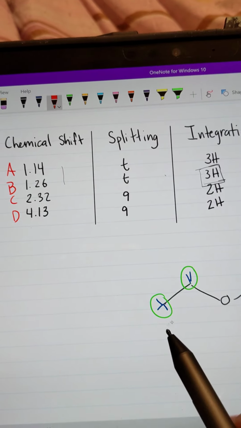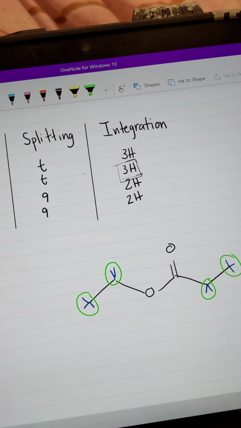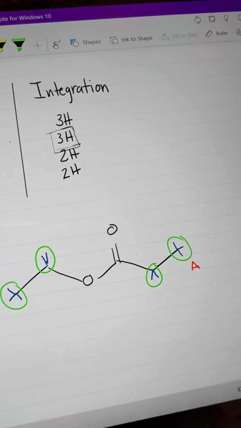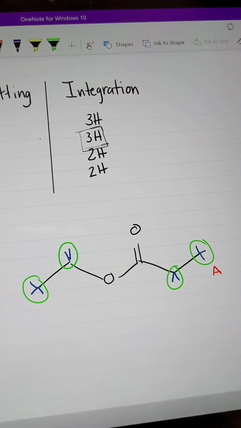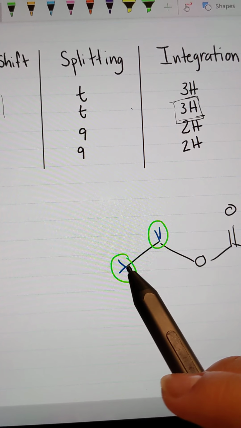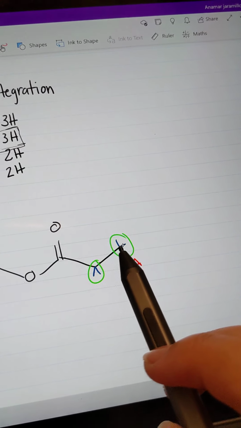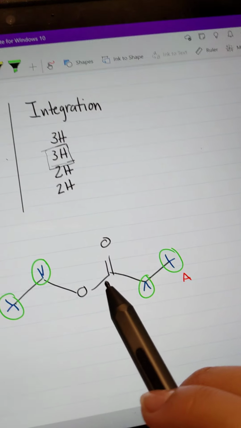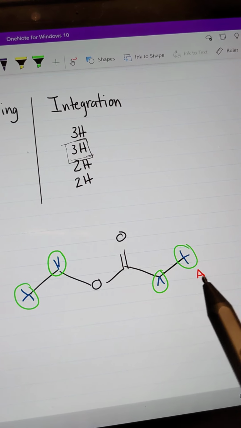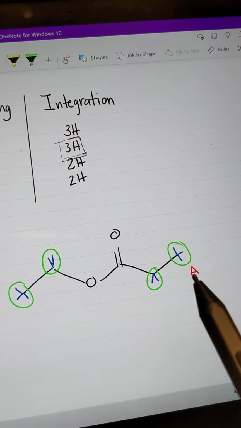I would say that it's this one. Oh wait, no, actually, it's more upfield, so I would say that it's this one. Because this one is slightly further away from an oxygen atom than this one, because this carbon is attached to another carbon, which is attached to an oxygen. Whereas in this one, it's this carbon attached to another carbon, attached to another carbon, that's attached to an oxygen. So I would say the more upfield one is the one slightly further from the oxygen atoms.